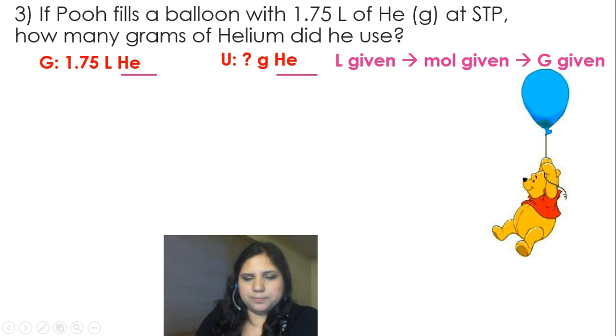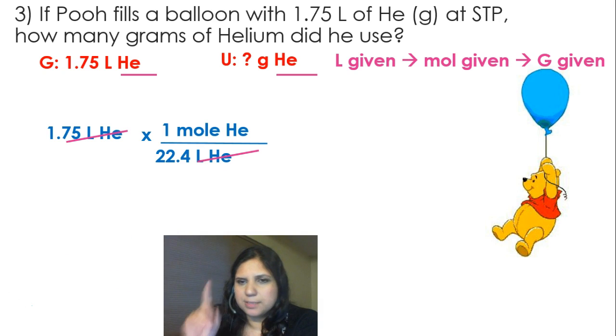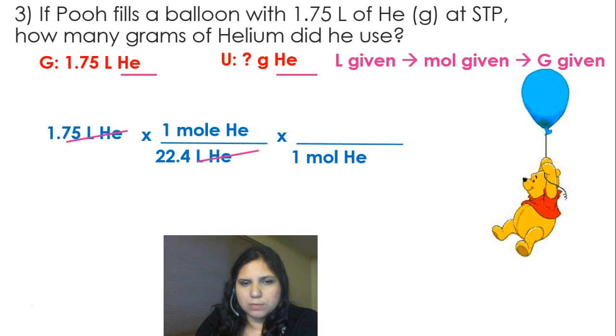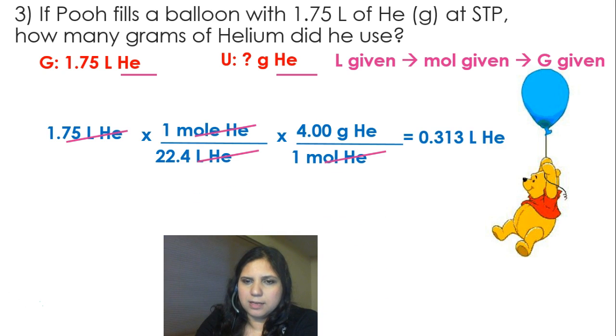All right. So 1.75 liters of helium times a conversion factor. Now this time I've got liters here. My first step is to go from liters to moles, so I use 1 mole is 22.4 liters. And I'm going to use it this way, so liters cancel. And then my next step is to go from mole given to grams given. So that looks like this. 1 mole of He is 4 grams of He. And that's 0.313 grams of helium.